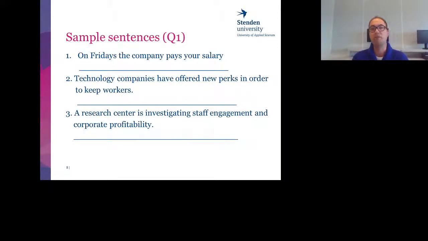Then you look at the verb tense of the active. In the first sentence, that's "pays," present simple, regular present tense. And then you need to insert a form of to be plus the past participle.